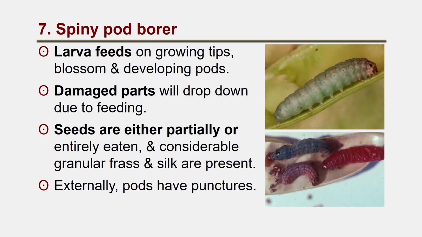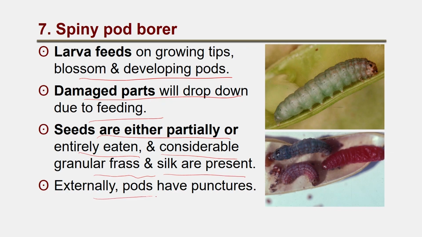Spiny pod borer larva feeds on growing tips, blossom and developing pods. Damaged parts will drop down due to feeding. Seeds are either partially or entirely eaten, and considerable granular frass and silk are present. Externally, pods have punctures. You can see the damage being done by the spiny pod borer. It is damaging the pod of the plant.